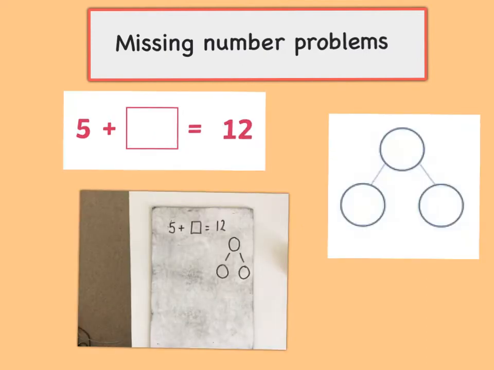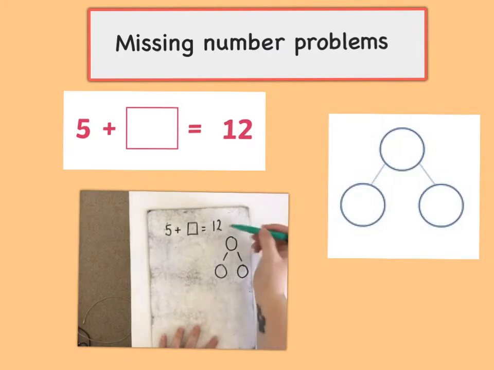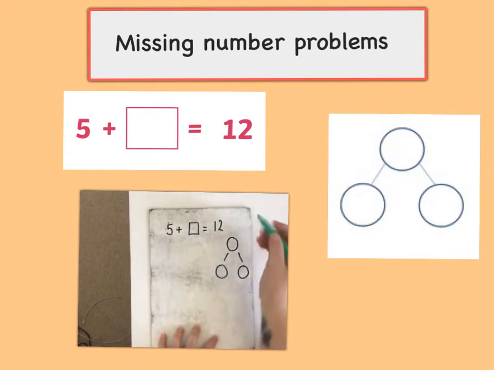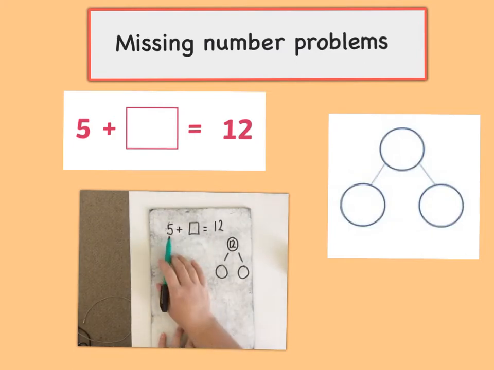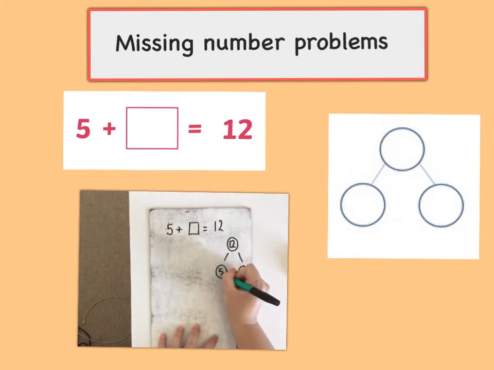How did you do? Do you think you got the right answer? Let's see if you worked it out the same way. We're going to go through it together. So I can see that I've got my whole number because I'm looking at an addition. So I know I'm making 12 and I've got one part, which is 5. So I need to find my other part.